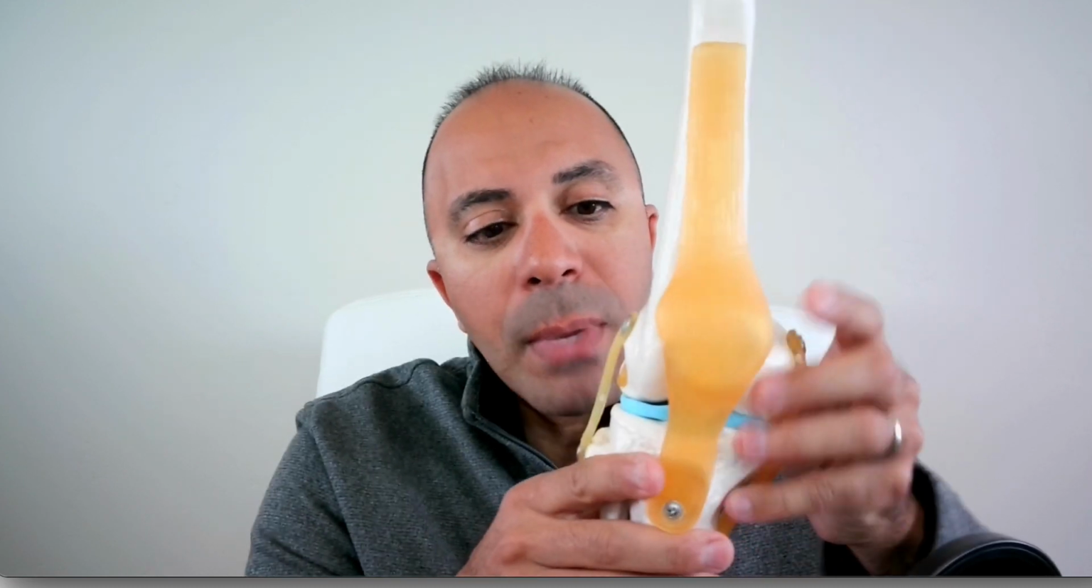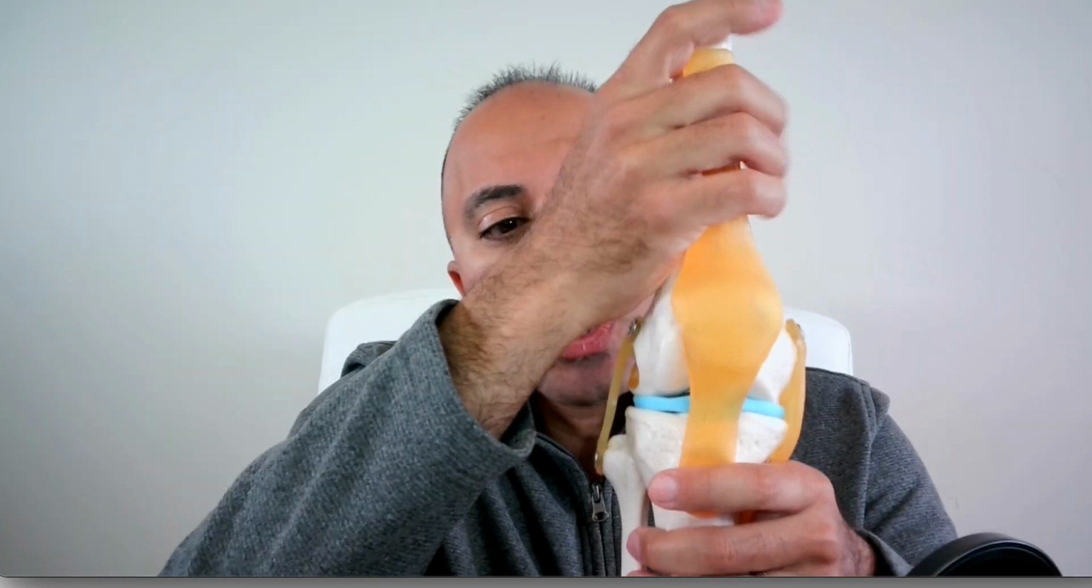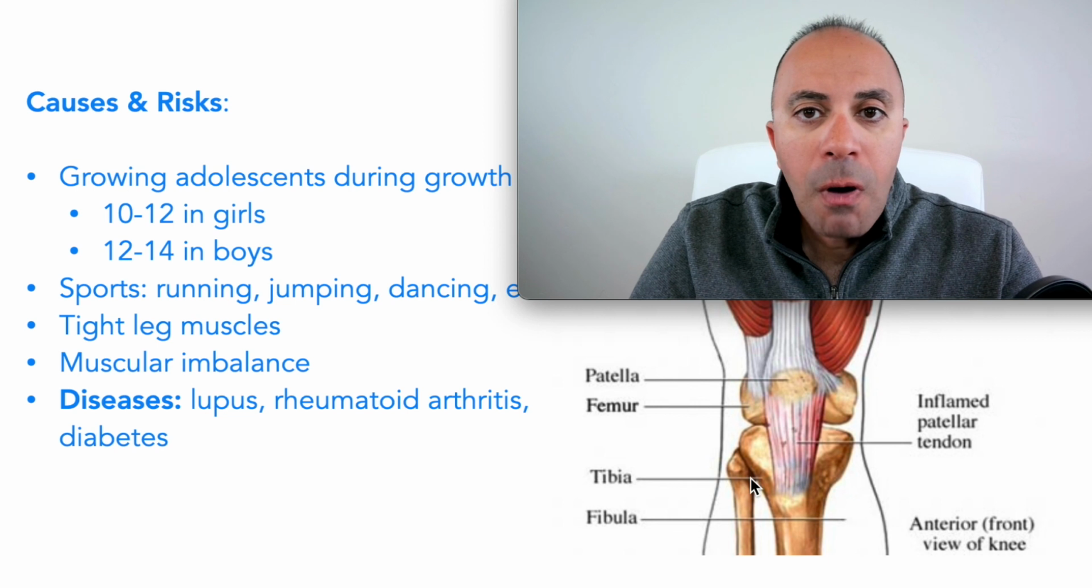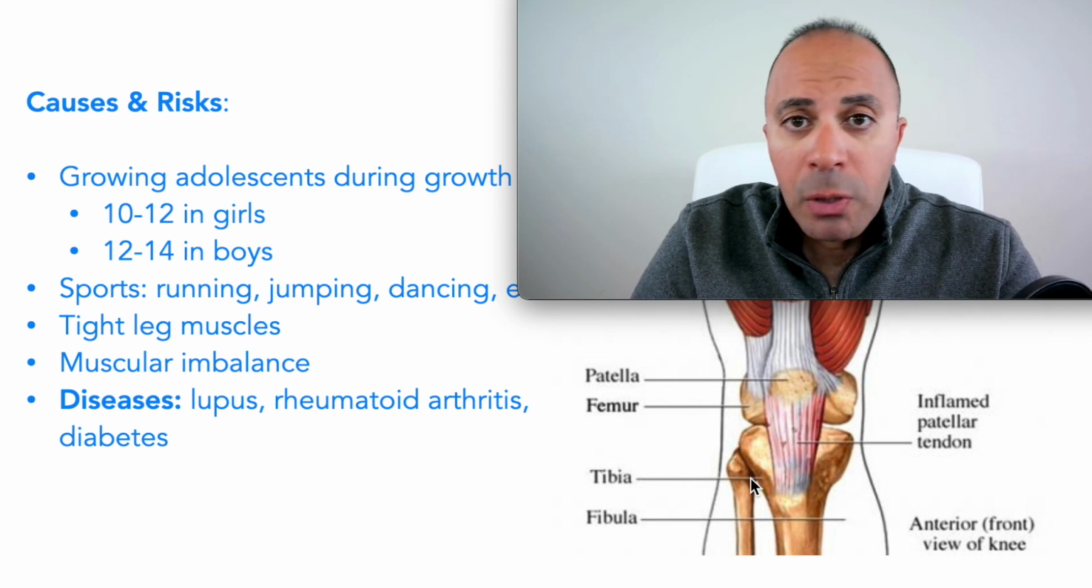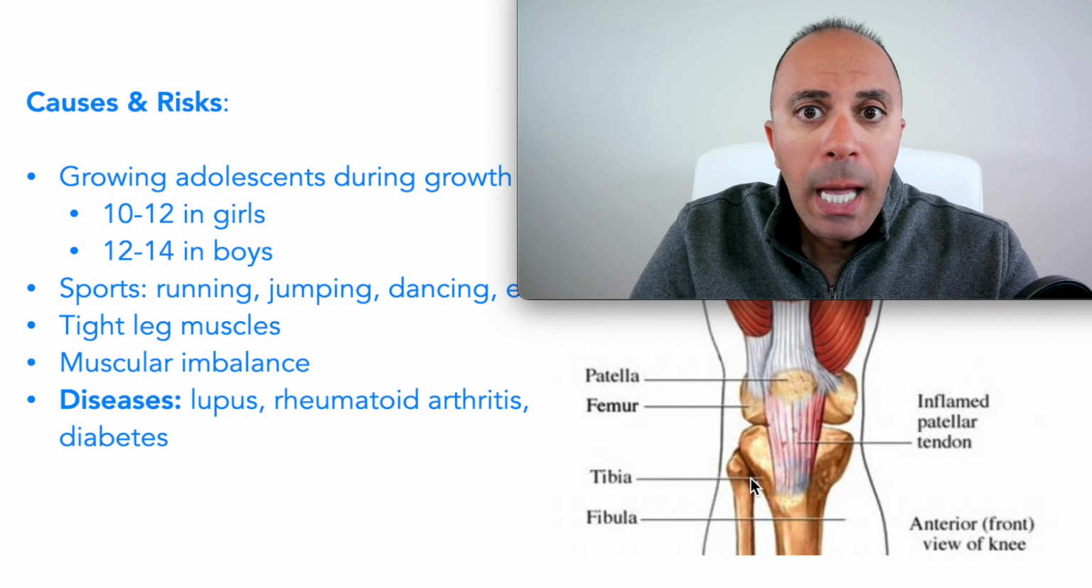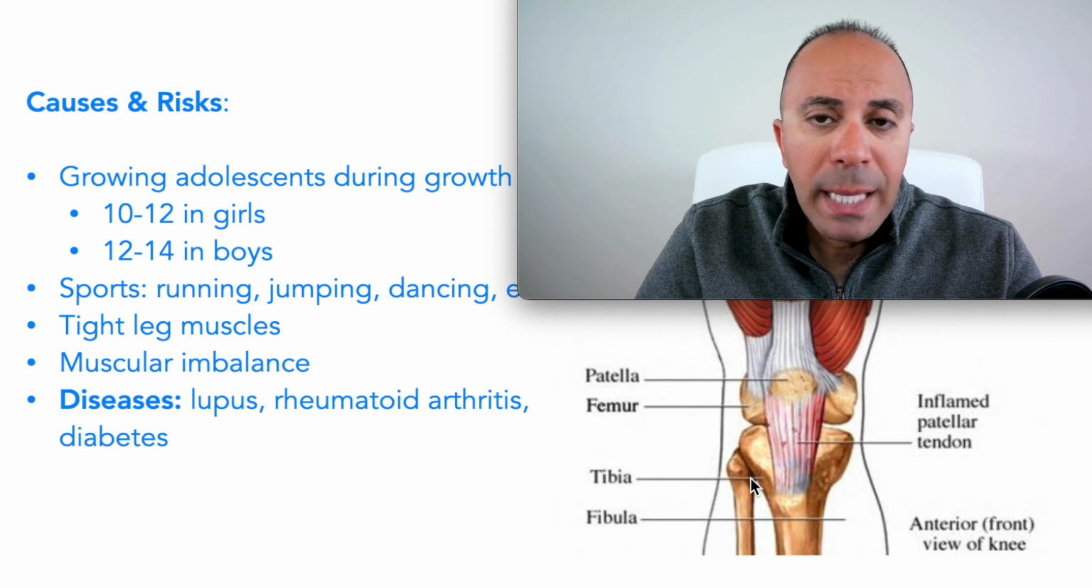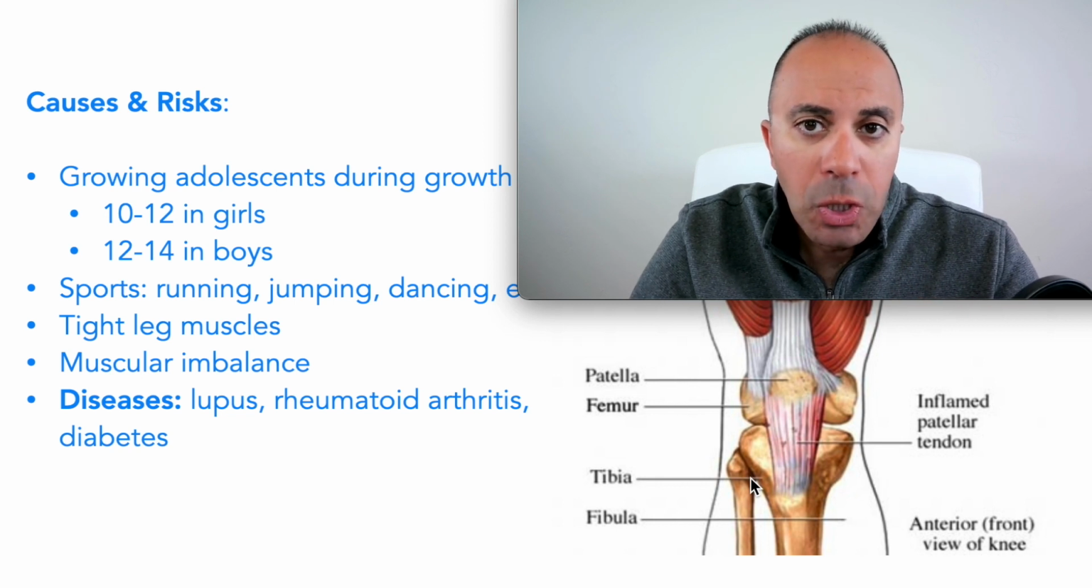So it's very common to have this issue if you have an imbalance between the IT band, and especially tightness in the IT band, and tightness in the hamstring, which overstresses the quad muscle to work harder to compensate for the tightness of the IT band on the side and the hamstring in the back. The other risk factors or causes could be lupus, rheumatoid arthritis, or arthritis in the knee. And also, if someone is diabetic, that's a risk factor to develop this issue.